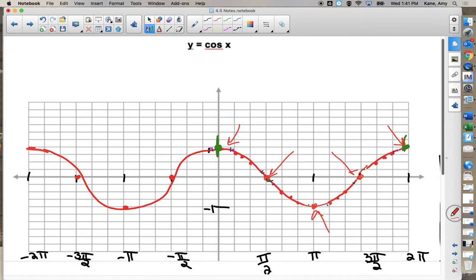Questions on any of that general information? So you can see there are similarities. The differences are those key points. And I have those key points listed.